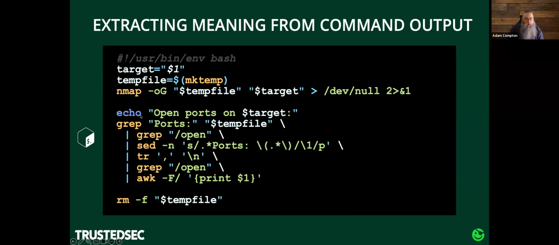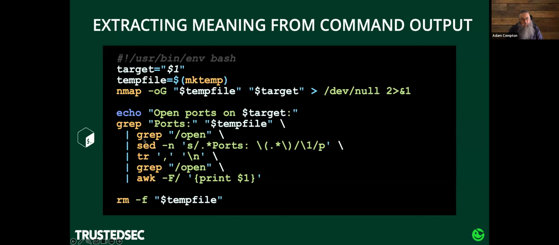So now we're going to echo out the open ports on the target. We're going to grep through that temporary file for ports. In there, we go through a series of things that try to find lines that match open. And then we use sed, which is a string editor, to strip out the "Ports: " text. We're cleaning all of it up. Ultimately, all this does is string it down to just a list of ports. It strips everything else out of that line that comes out of gmap or nmap in the greppable format.